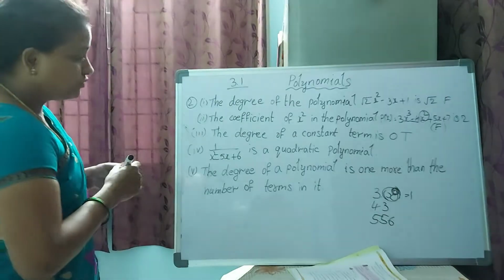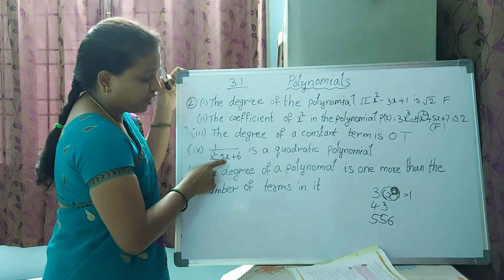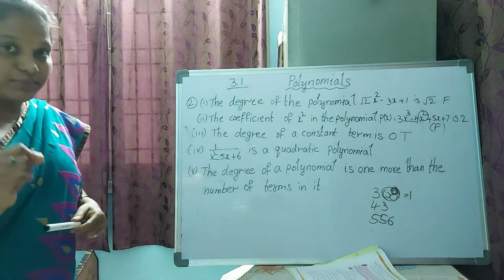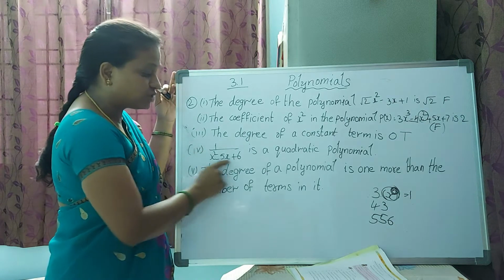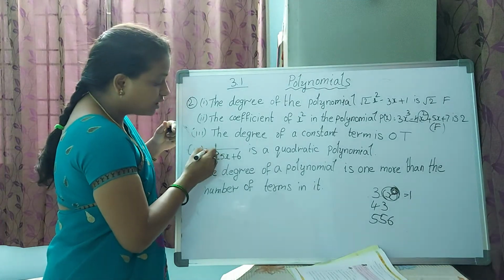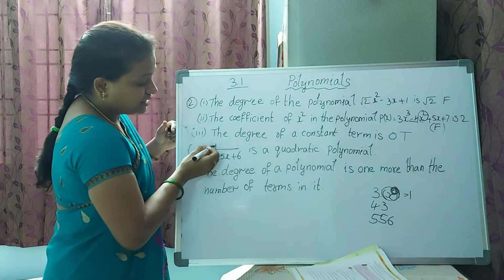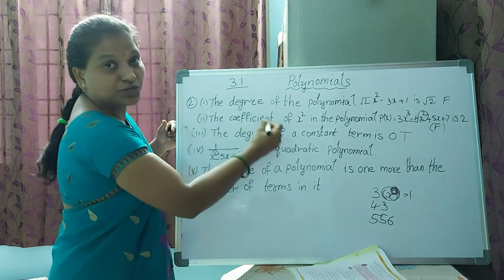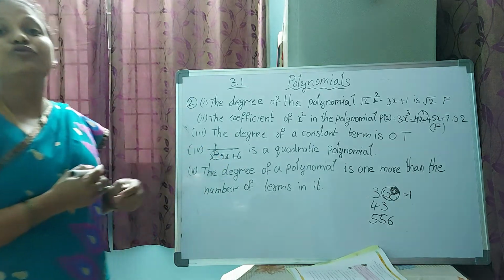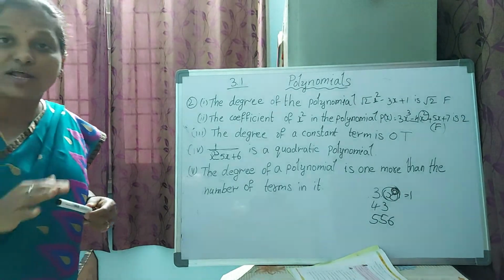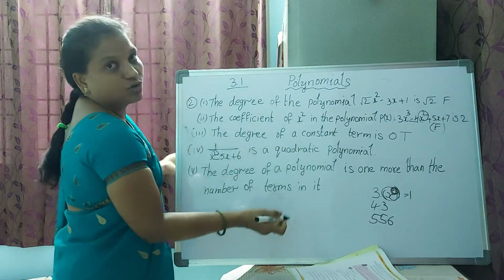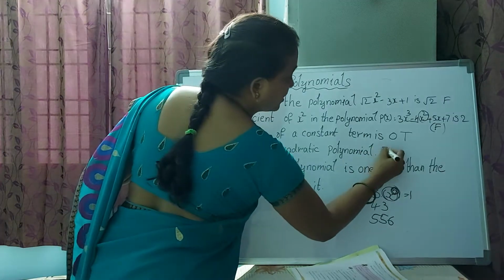Next, see this one. 1 by x square minus 5x plus 6 is a quadratic polynomial. What is a quadratic polynomial? It means the degree of this polynomial should be 2. See here the degree is 2, but it is not a polynomial. Why? Because here it is in the denominator. If it comes to the numerator, the reciprocal of this one, negative powers will be there. If negative powers are there, it is not a polynomial. First of all, it is not a polynomial. Then how can we say that it is a quadratic polynomial? So it is false.